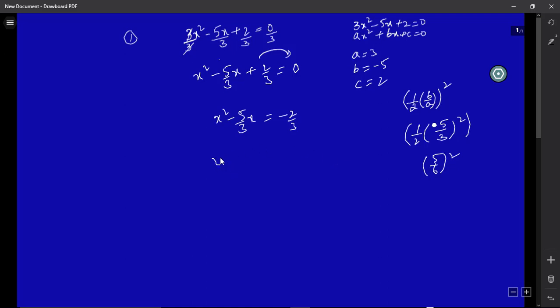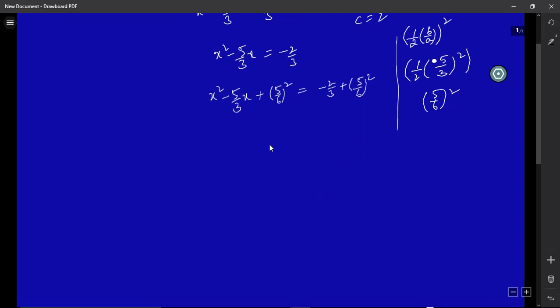Let us go ahead and add 5 by 6 whole square on the left hand side and let us add 5 by 6 whole square on the right hand side. This left hand side, once you add 5 by 6 whole square, gets converted in the form of a plus b whole square. Here a is x and b is 5 by 6. We have minus sign here, so it gets converted into the form of a minus b whole square.